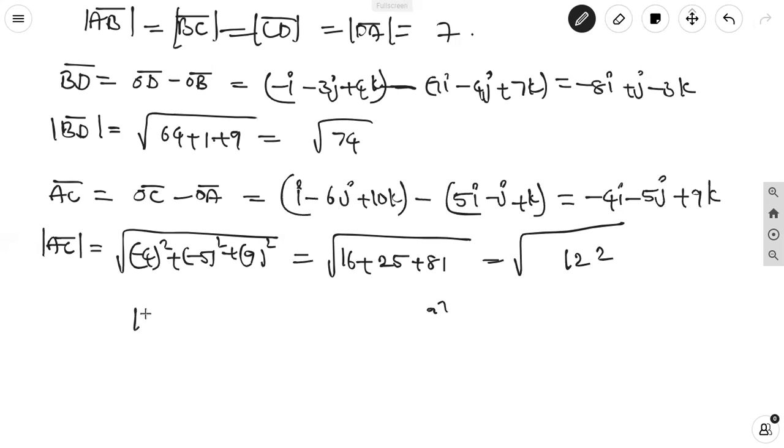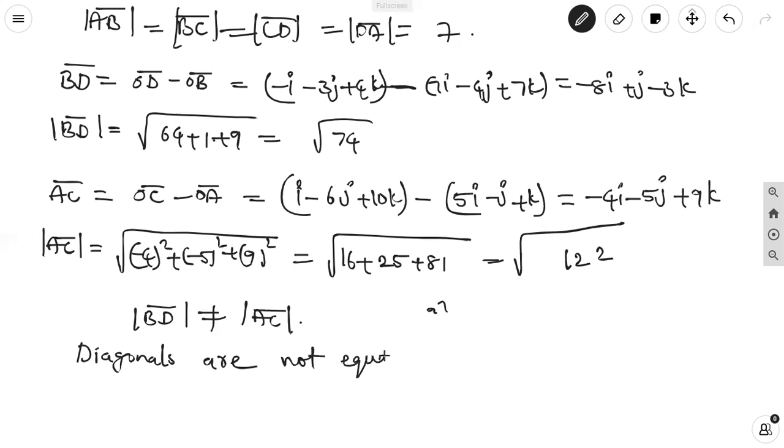Here clearly the modulus of BD is not equal to the modulus of AC. So the diagonals are not equal. The second one is over: diagonals are not equal. The first relation is that all sides are equal.